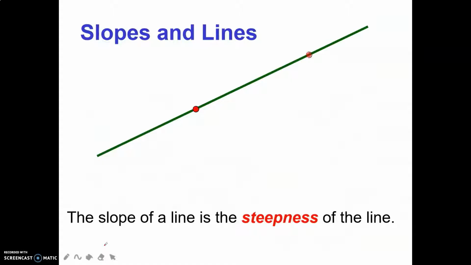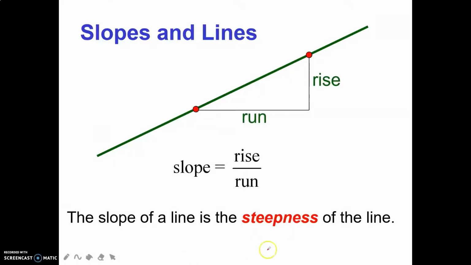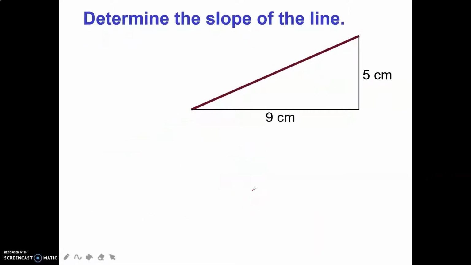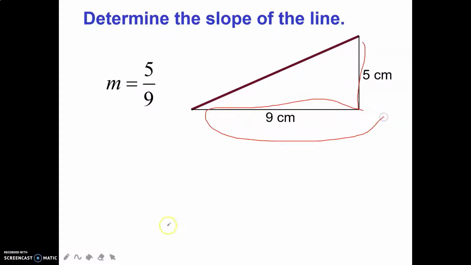So let's talk about slopes and lines. How are they related? Since the slope is defined as the steepness of a line, we can simply get the slope using the formula rise over run. So let's determine the slope of this line. The slope is 5 over 9 because we have the vertical distance 5 units over the horizontal distance 9 units.